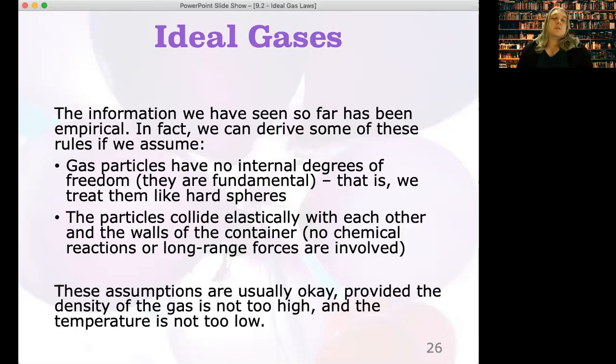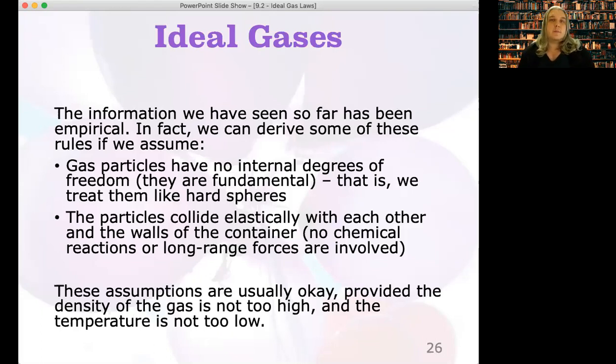So one thing we haven't talked about is what we mean by ideal gases. We said that we have this ideal gas model. We've made some assumptions about our gas that allow us to state these laws, for these laws to be true. What are those assumptions? First of all, we're assuming gas particles have no internal degrees of freedom. So we treat them like hard spheres, little billiard balls.